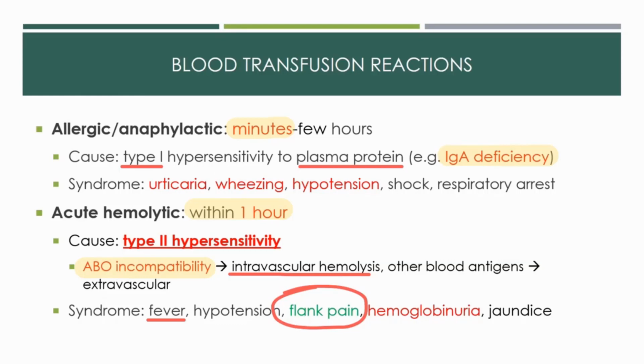If there is intravascular hemolysis, hemoglobin is not metabolized and will leave the body in the urine, so there will be hemoglobinuria, which gives urine a reddish-brown color. If there is extravascular hemolysis, heme will be broken down, and excess bilirubin can cause jaundice.